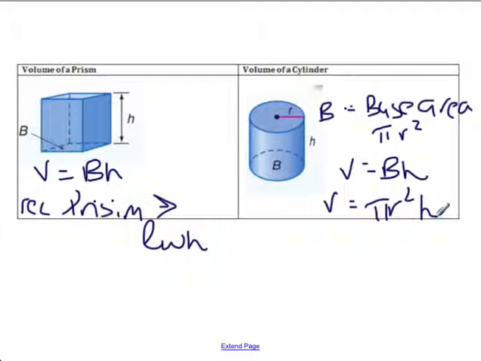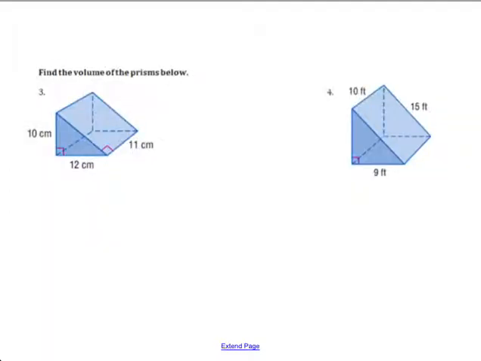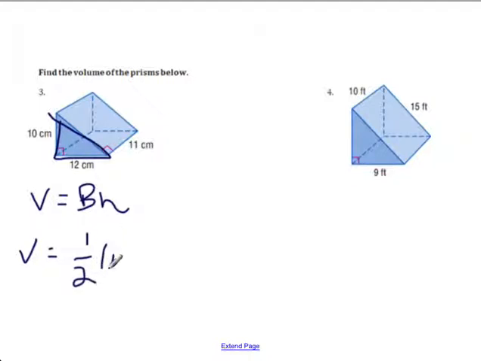So let's go ahead and take a look at each of these prisms. Here we have a triangular prism, and we want to find the volume of the prism. The volume is going to be base times height. First thing I need to do is figure out what the base is going to be. Well, my base is a triangle. Since my base is a triangle, my area is going to be 1/2 times my base times my height.